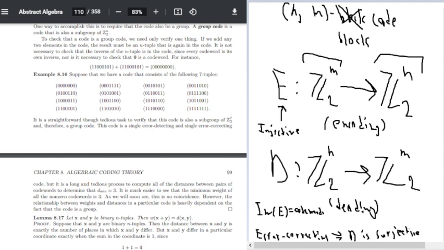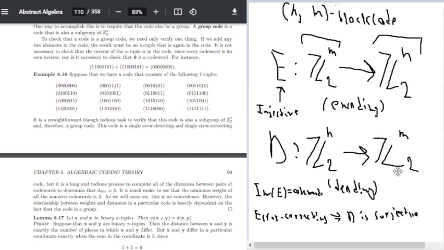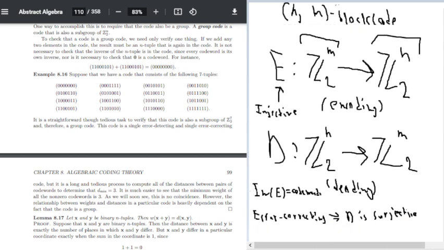Example 8.16. Suppose we have a code that consists of the following 7-tuples. It is a straightforward though tedious task to verify that this code is also a subgroup of Z_2^7. So, okay. I will update this on the board. So, we take this. We fix this as I probably should have just done a while ago. To bring that up here. Bring all this up here. So, group code.